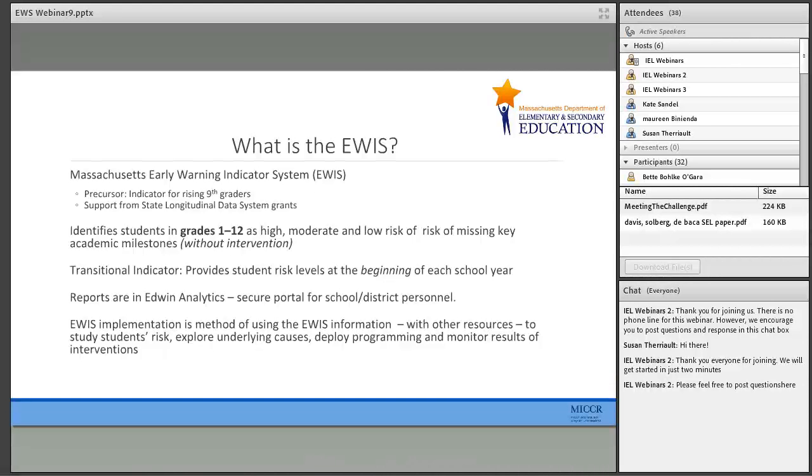Great. Yeah. And I think Susan hit home the importance of using local data throughout the year. And so while we have this transitional indicator of risk, we also want to frame EWIS implementation as the use of this information, and so that's using additional information, which can be other state sources of data, but also a lot of locally held data, some qualitative information that you have, to study the student's risk, explore those underlying causes, and then to deploy, program, and monitor students. And I'll talk a little bit more about that implementation.